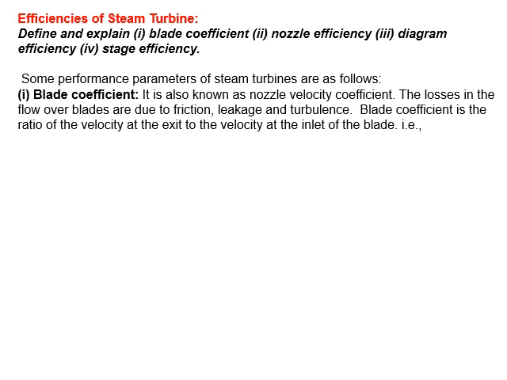Blade coefficient is also called the nozzle velocity coefficient. The losses in the flow over blades are due to friction, leakage and turbulence. Blade coefficient is the ratio of the velocity at the exit to the velocity at the inlet of the blades. That is, the blade coefficient is given by C_B equals VR2 by VR1, that is equals V2 by V1.